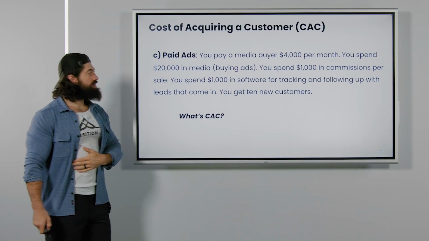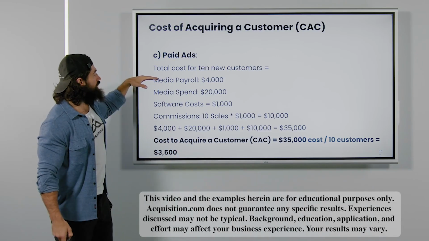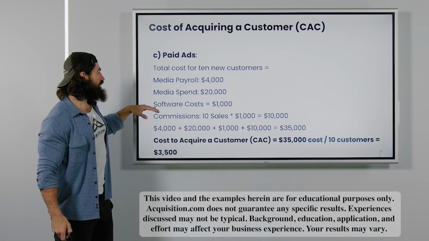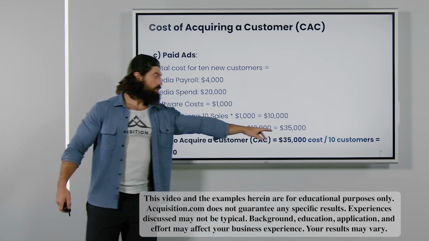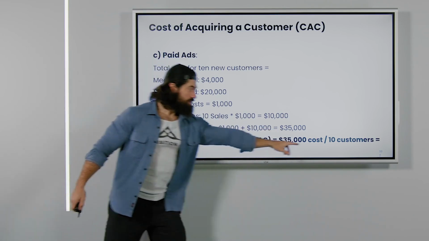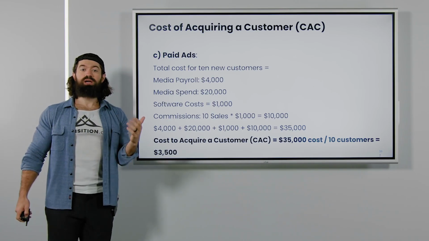Cool. And I'll do one quick one on paid ads. So you spend $4,000 a month on a media buyer. You spend 20 grand in buying ads, the actual media itself. You spend $1,000 commissions per sale, so this is probably a higher ticket sale. And you spend $1,000 in software and tracking and following up with the leads that come in to get 10 new customers. So what's CAC? So media buyer, 4K, media spend, 20K, software, 1K, commissions, 10 times 1,000 is 10,000. So all in, you spend $35,000 divided by 10 customers, $3,500 per customer is our CAC.